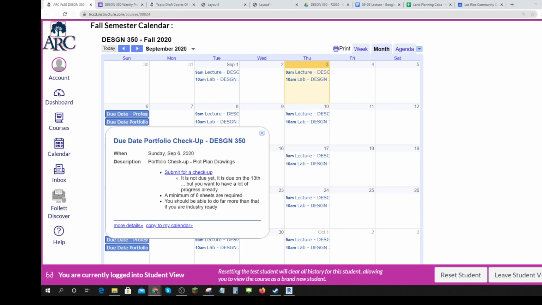Okay, and it says it is not due yet, but you want to have a lot of progress on it already. And I do look these over. If you get it done before 11:59 on Sunday, I usually start looking at these on Sunday evening, just so that I know what's going on. Sometimes I wait until Monday to do them. But I do give some feedback on this. Now remember, it says a minimum of 6 sheets are required. If you don't get those 6 sheets done, you get a 0. Okay, it's just a 0. Okay, if those 6 sheets are done and they're kind of close, I'll probably let you do some stuff again. But remember, this one's just a checkup.